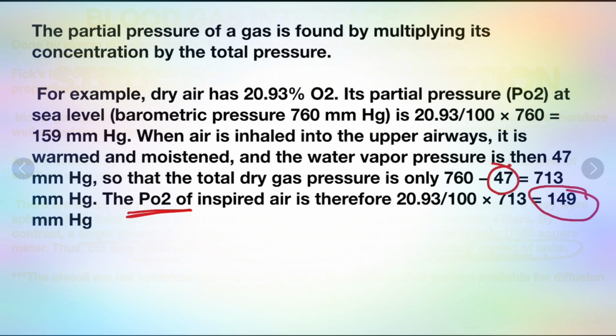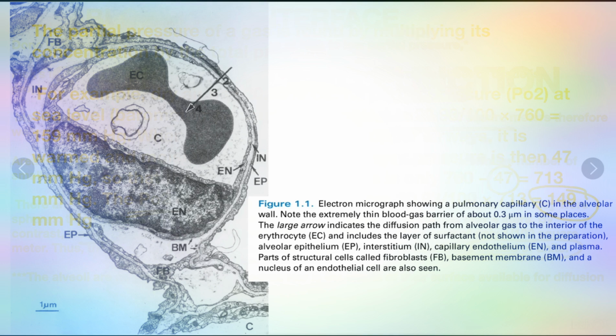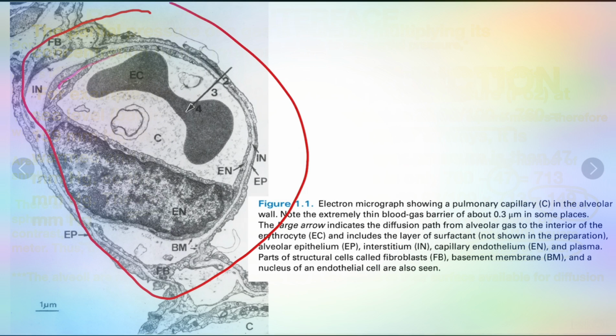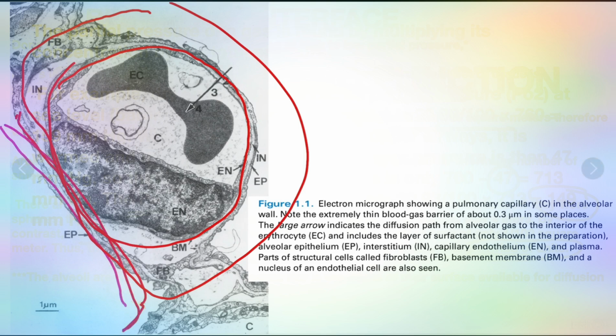We subtract this 47 because our airway has this much water vapor pressure, 47 mmHg. Then they are talking about the electron microscopic appearance, which shows a pulmonary capillary in the alveolar wall. Here we can see the alveolar wall, and this whole thing is a capillary. This is the epithelium of the lung. The capillary contains an RBC and the endothelial cells.